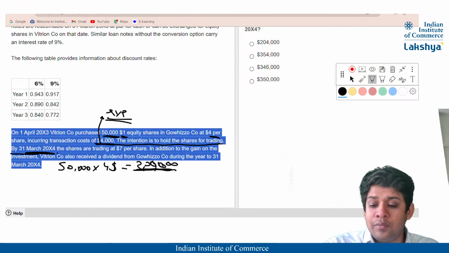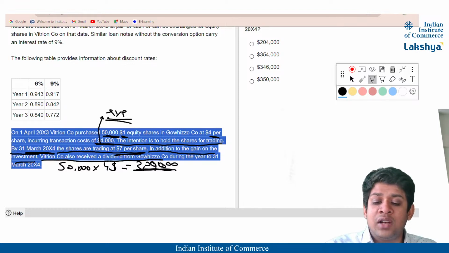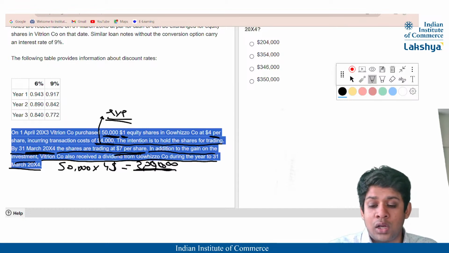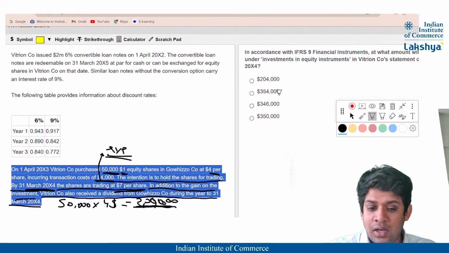Now by the year end, the shares are trading at $7 per share. That means by the year end, the value got changed, right? In addition to the gain on the investment, Withdrawn company also received a dividend during the year ended 31st March 2014. Now, what is the dividend, guys? It is not clarified here. Have they clarified it somewhere?